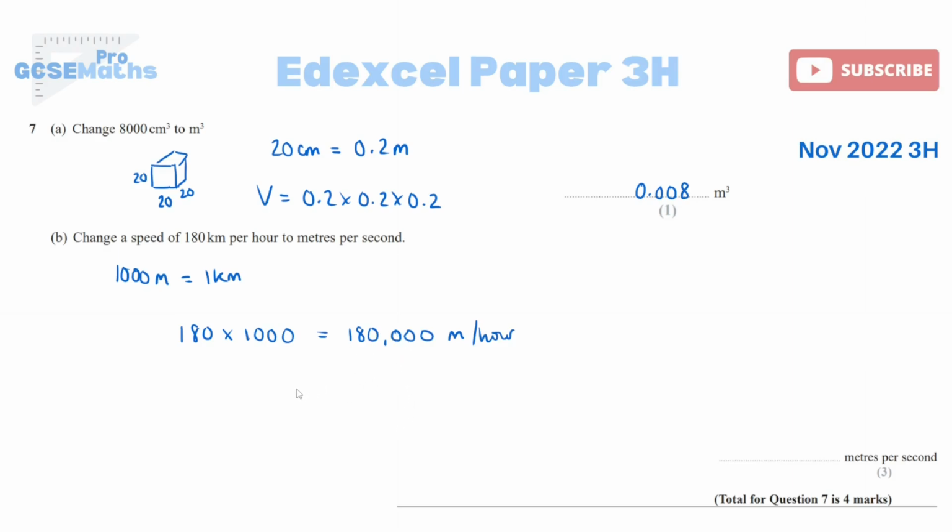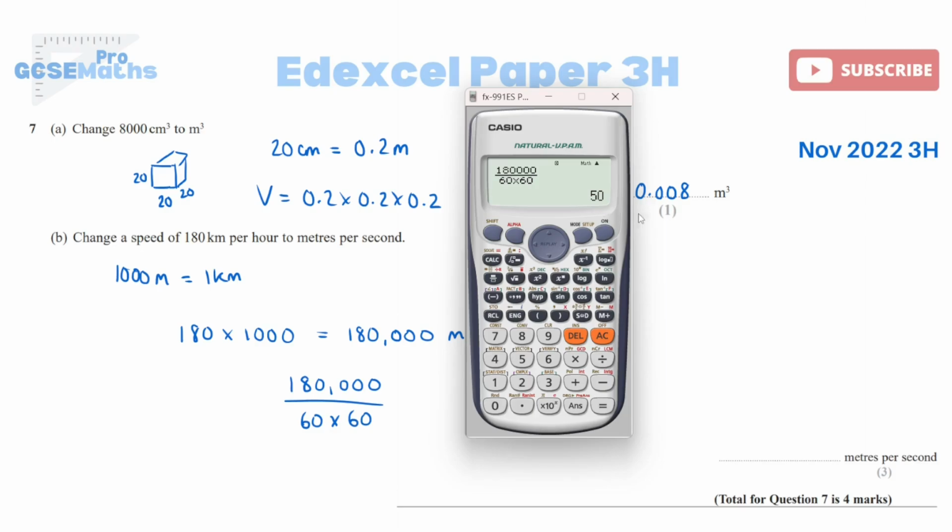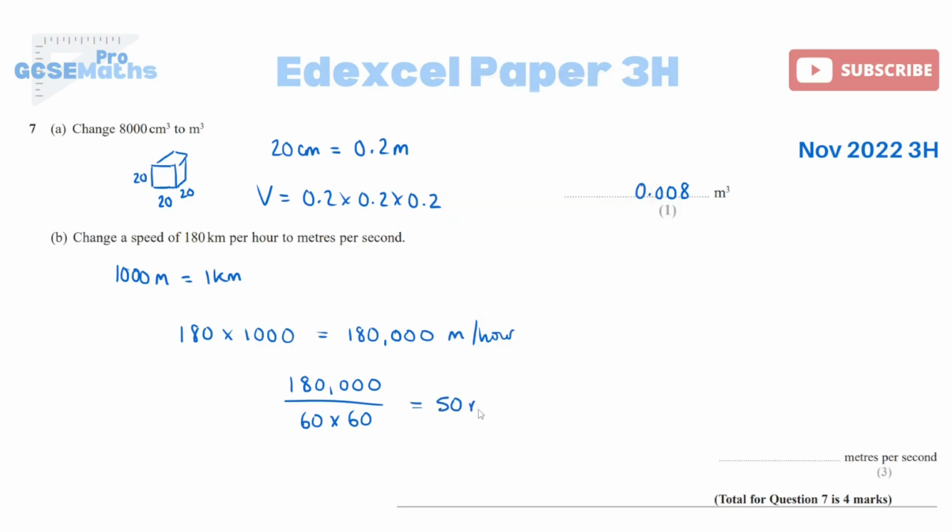But what do I divide by? Well, we're going to divide by 60 because there are 60 minutes in an hour. So that would make it into minutes. And then 60 again because there are 60 seconds in every minute. So effectively 60 times 60. And that gives you 50 meters per second. So just work through them step by step.